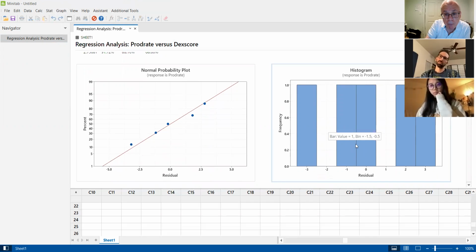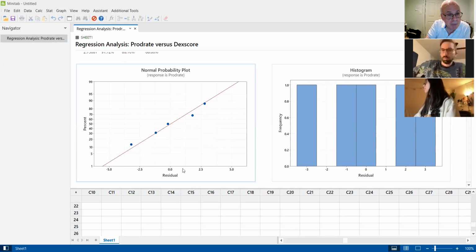Well, here's a histogram, but this is a histogram of what? Residuals. All right. I don't know if that's very useful. I don't even like it. But this is useful.